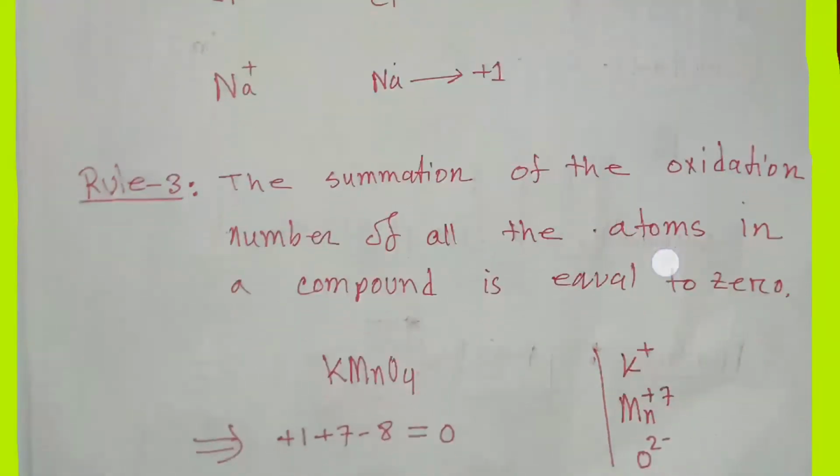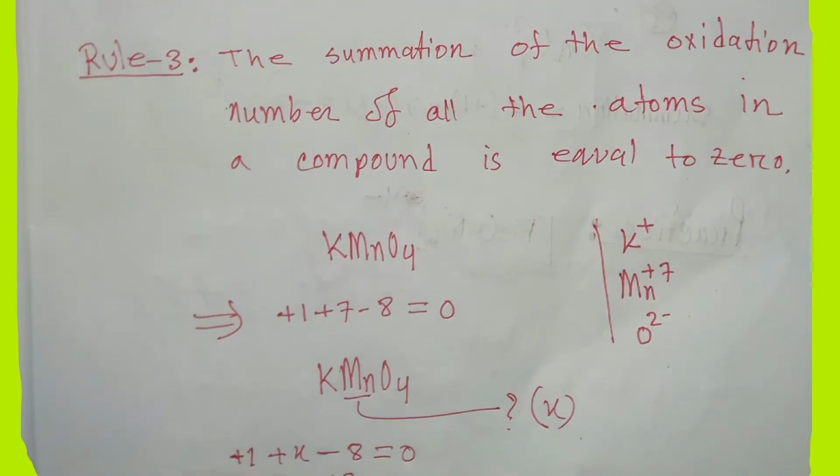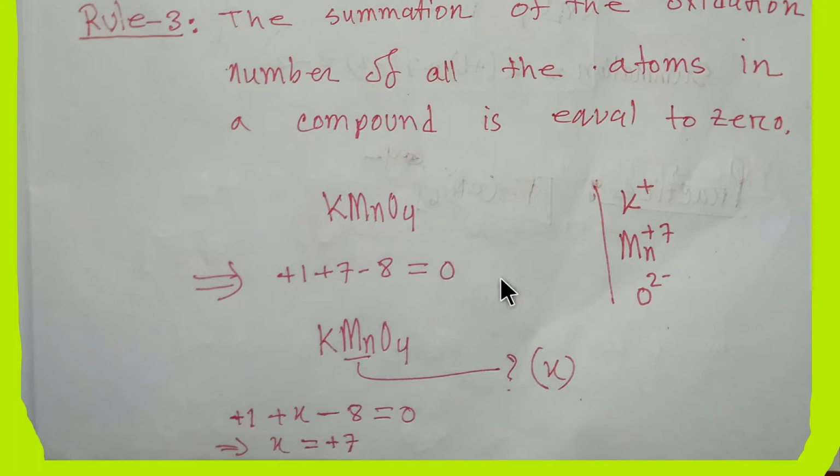Well, now we are going to learn the third rule. What will be the third rule? This is a neutral molecule. In case of a neutral molecule, the summation of the oxidation states of all the elements of that compound will be equal to 0. The oxidation states of potassium, manganese, and oxide here: if you take the algebraic summation, +1, +7, and -8, it will be 0.